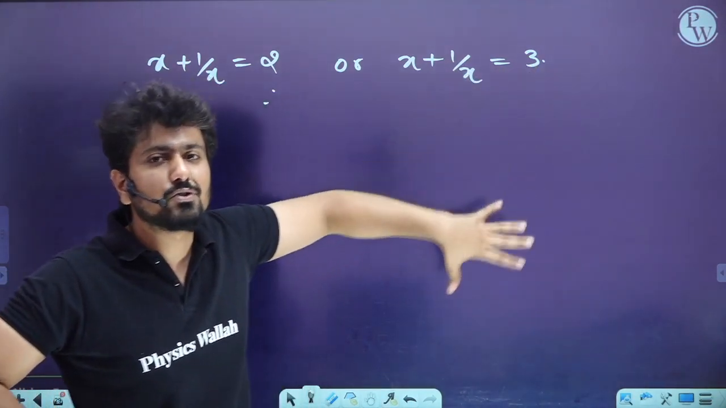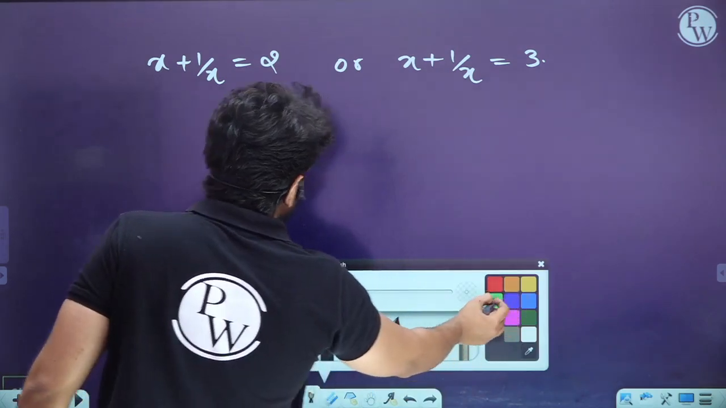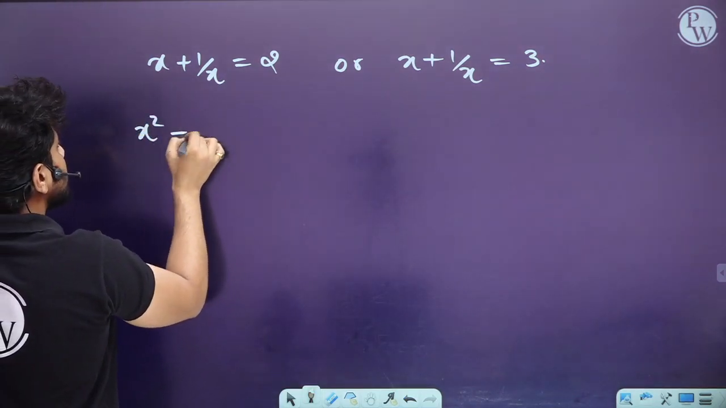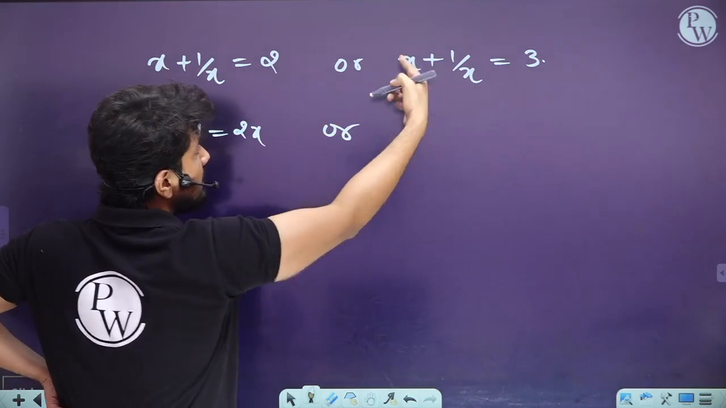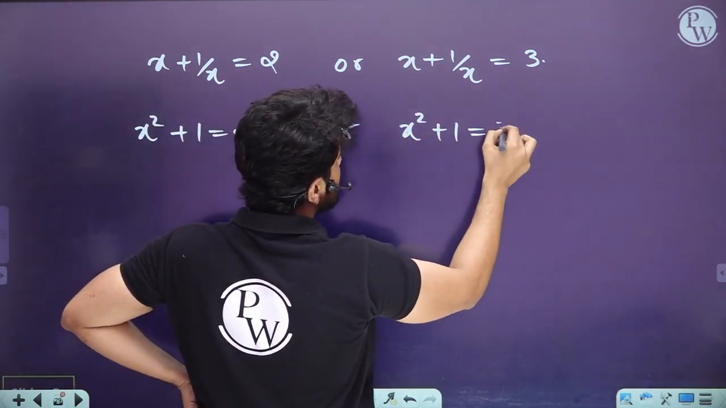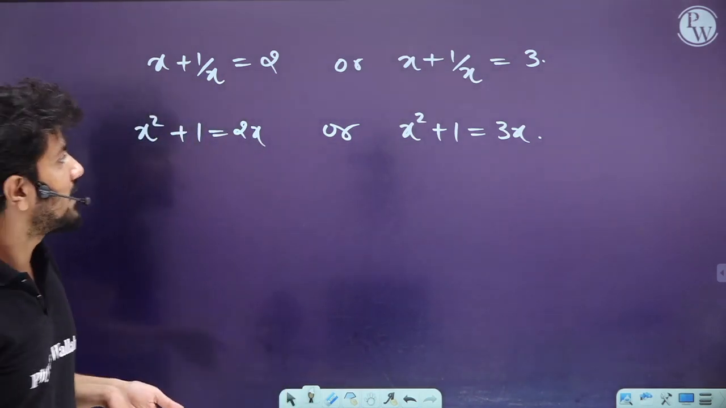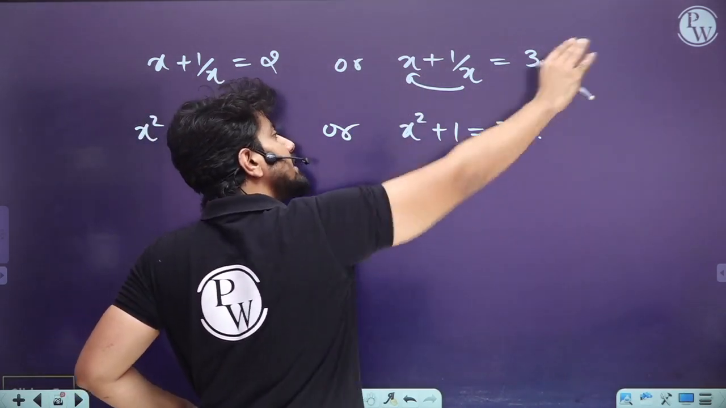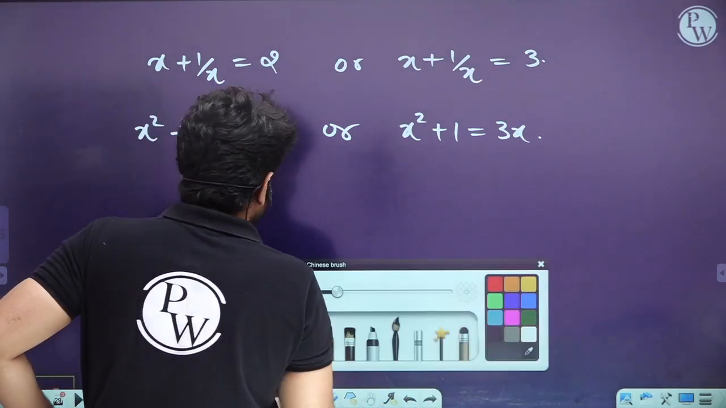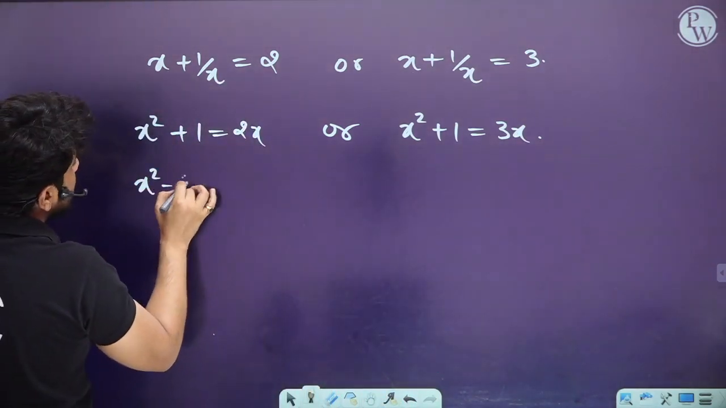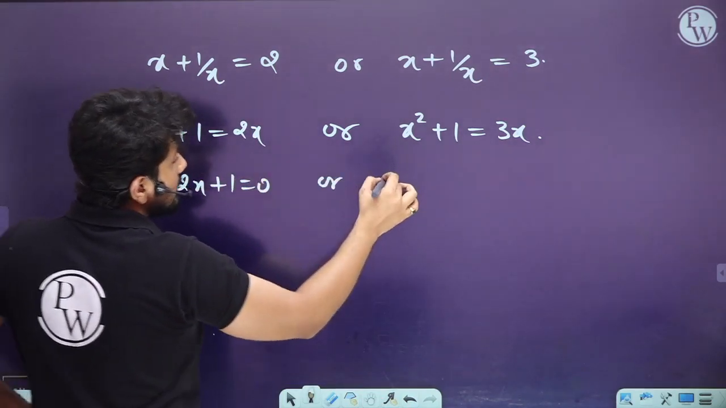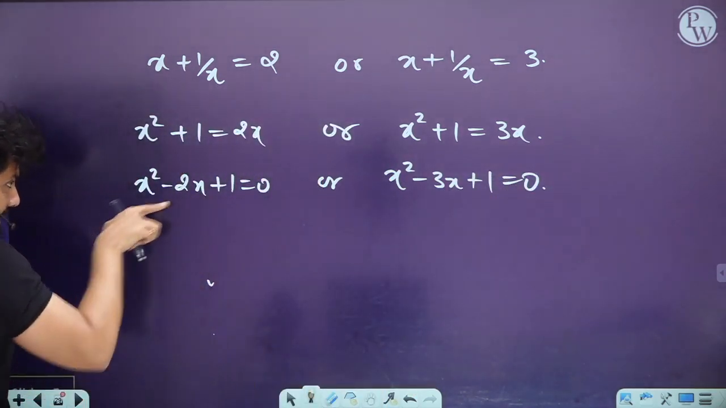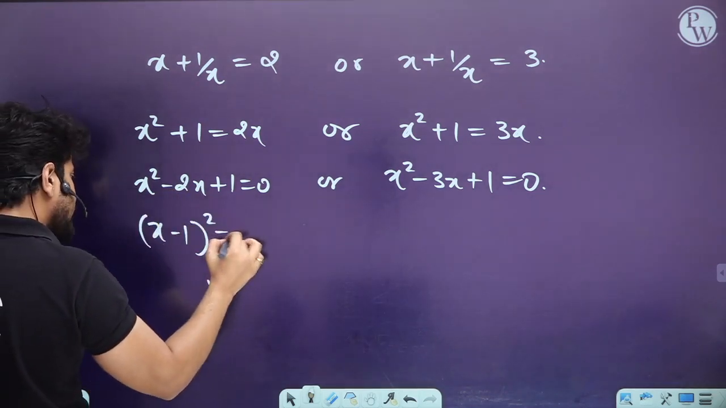Now we are further going to solve this to get the values of x. If I take LCM over here, I'm going to get x square plus 1 is equal to 2x. Here if I take LCM, I'm going to get x square plus 1 is equal to 3x, right? Basically multiply by x, or take the LCM, we are going to get x square plus 1 in the numerator. In the denominator we have x, which I have multiplied on the right hand side. Do you understand this calculation? So x square minus 2x plus 1 equal to 0, or x square minus 3x plus 1 equal to 0. So from here, what is the value of x do we get? This is a complete square. This is x minus 1 whole square.